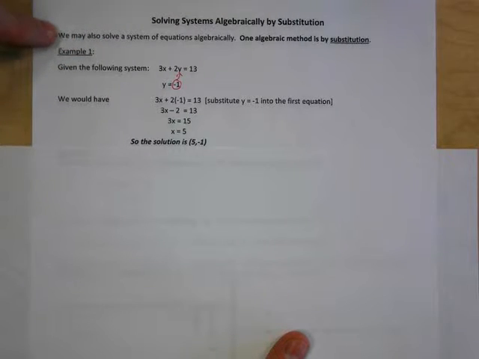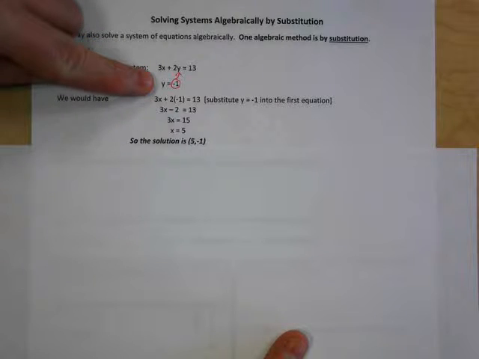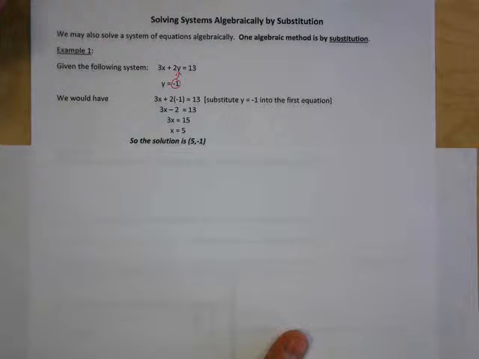Graphically, it would mean that the line 3x plus 2y equals 13 and the line y equals negative 1 intersect at the point 5, negative 1.